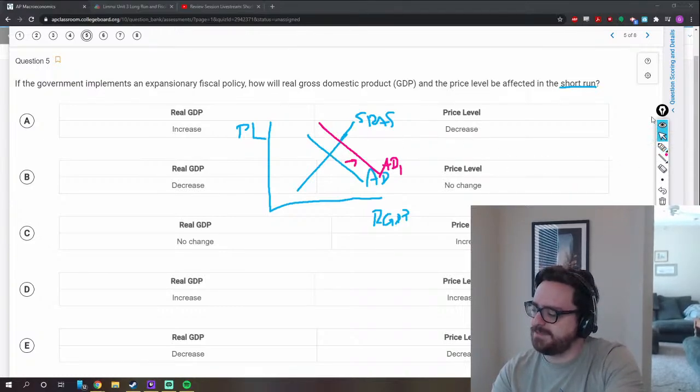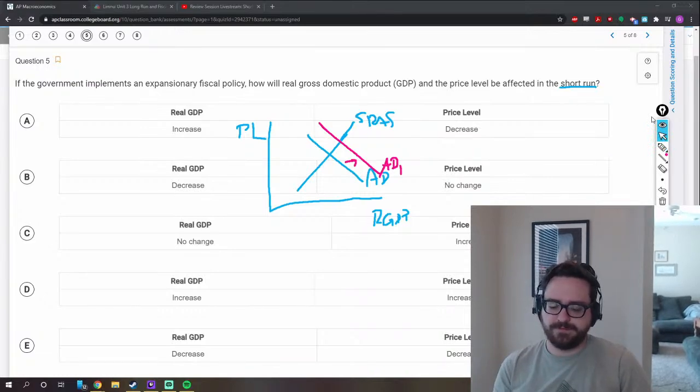and a higher price level. Gosh, my nose is messing with me right now. Let me blow my nose real quick. Apologies, camera. Apologies, mic.